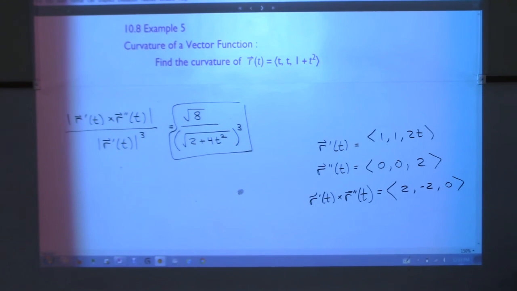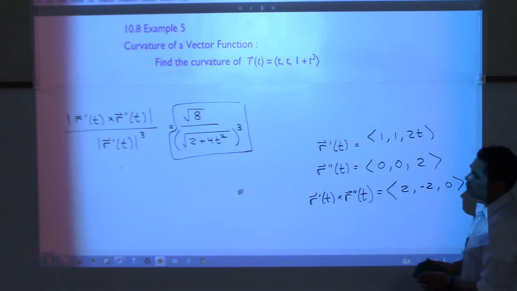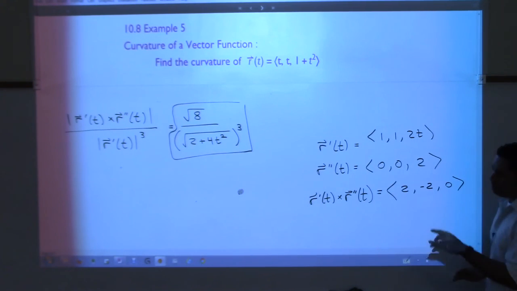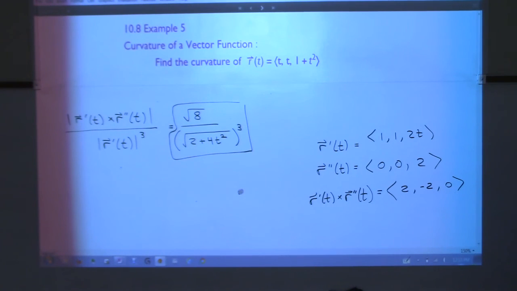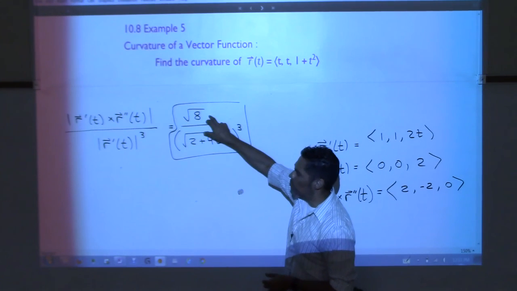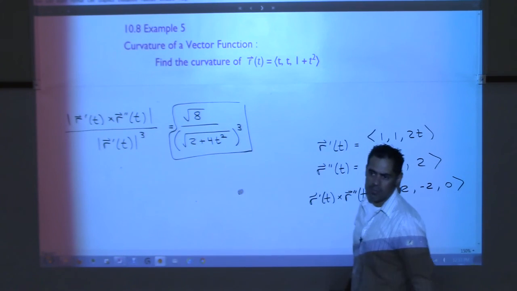So can you explain to me, just by looking at this picture, or this result, what happens to the curvature of this curve, this function, as time goes by? As time gets larger, what happens to the curvature? It gets smaller, right? As t gets big, this number gets big, root 8's a constant, the fraction should then get smaller.